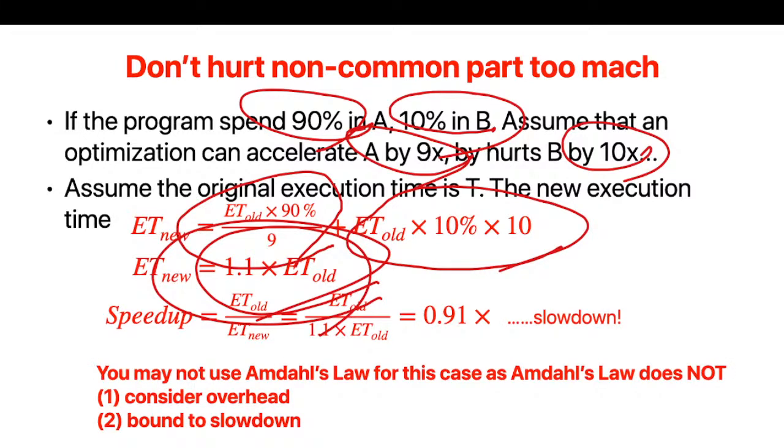Okay, and this is something missing in Amdahl's law, but you will be able to see that kind of discussion in the paper that we assigned for the reading. Amdahl's law itself doesn't count the overhead and it isn't bound to slow down. However, if you extend Amdahl's law in a certain way, you are able to take that into consideration.